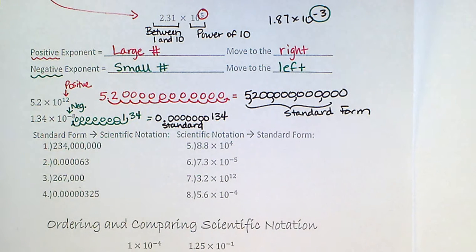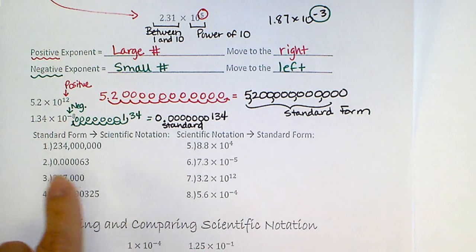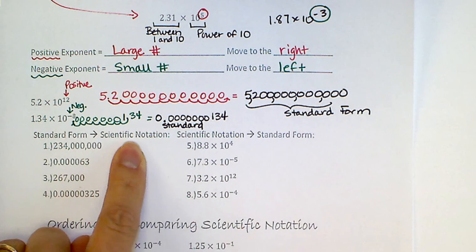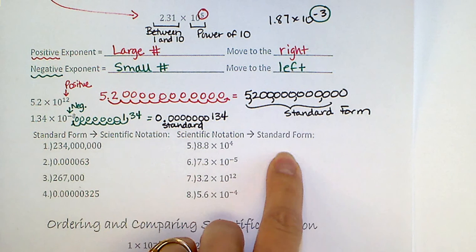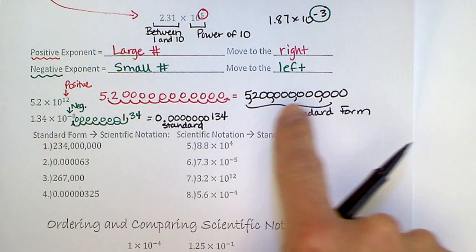This next part, we just got done talking about scientific notation and standard form. Now we're going to practice going from standard form to scientific and from scientific back to standard. So I actually want to start with scientific and back to standard because we just talked about it up here.